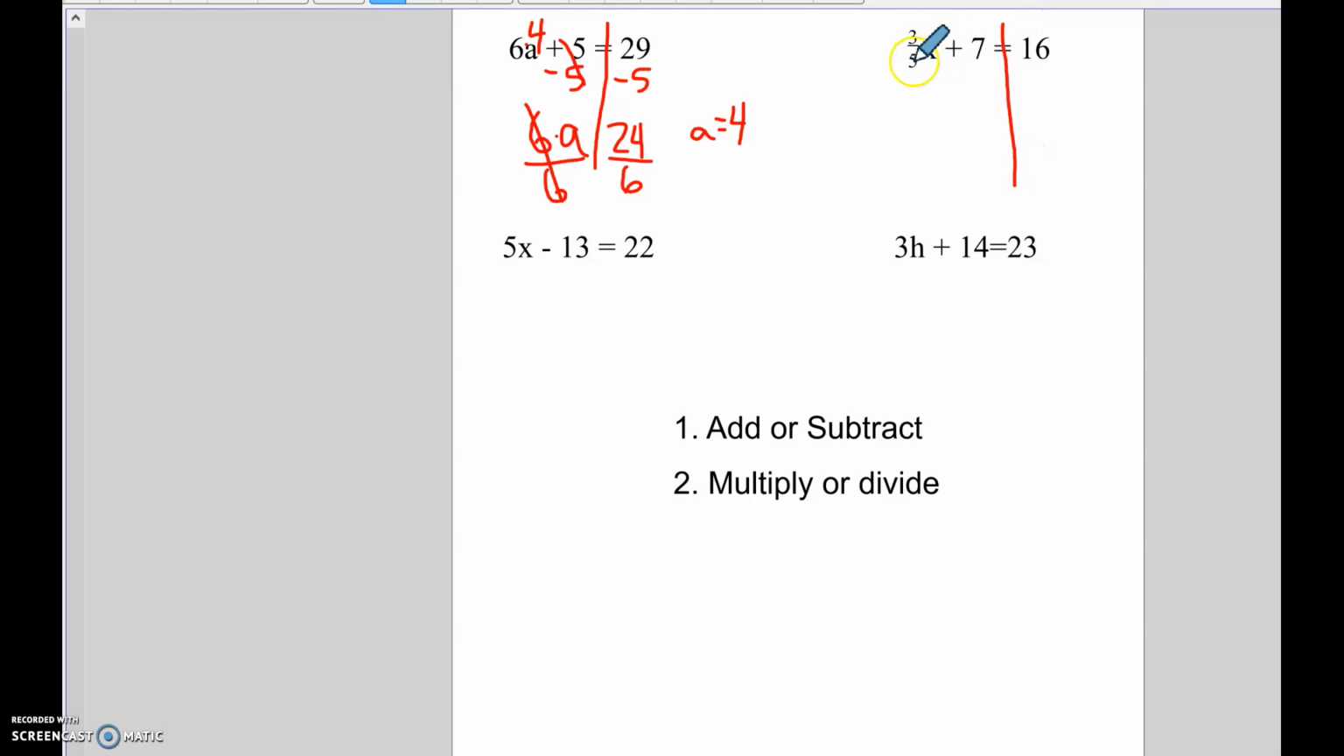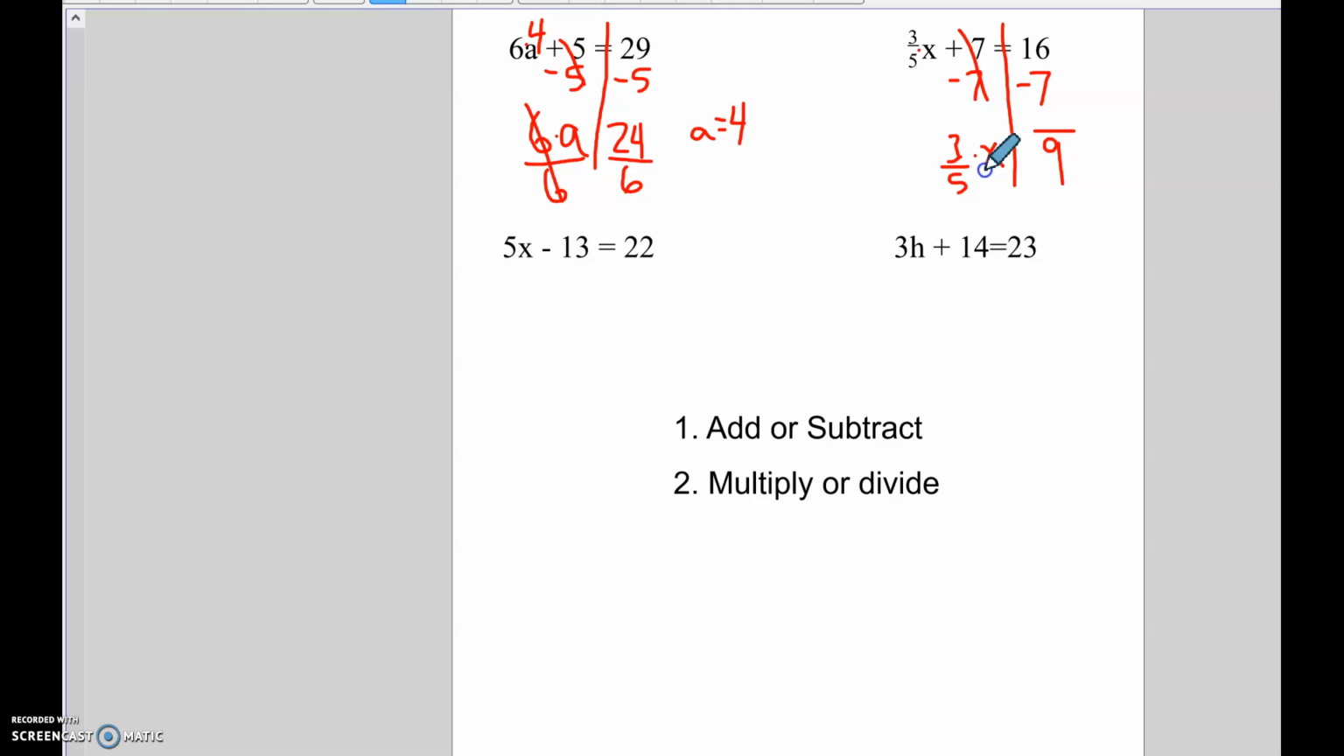Okay, I have 3/5 times x plus 7. So I'm going to start here with the addition or subtraction. That says plus 7, so I'll subtract 7. 16 minus 7 is 9. And then I'm going to bring down 3/5 x.